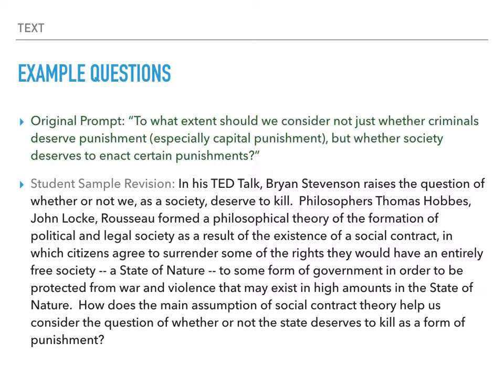And then the question itself is a how question and not a what question. It's not what is the basis of social contract theory. It's how does the main assumption of social contract theory help us consider the question of whether or not the state deserves to kill as a form of punishment. Okay, so we can see that all three of those different things, we said, okay, give some background, make it specific, right? And of course, it's really debatable, right? It's already suggesting that there might be multiple options or answers to this different question.